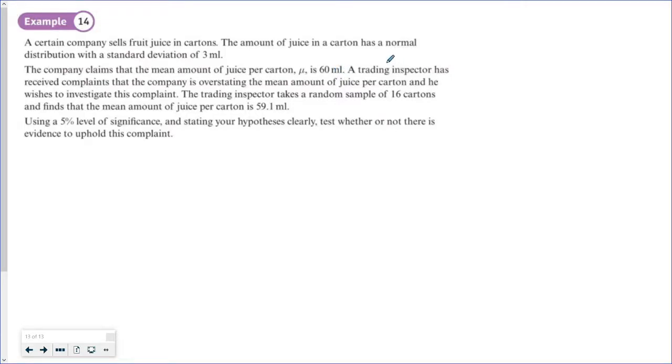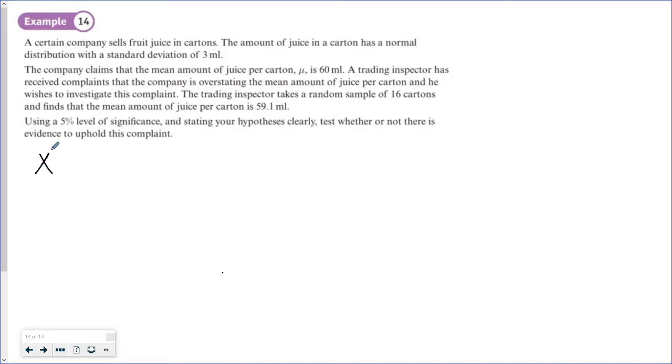And the trading inspector obviously thinks that the company is lying, and he thinks that they're overstating the amount of juice per carton. And he investigates this and he collects some data about 16 cartons. He measures the amount of juice in them, and he finds that the mean amount of juice in those 16 cartons is only 59.1. So at first glance, it looks like the inspector has evidence to say that the company is overstating the amount. So let's set up the hypothesis test then.